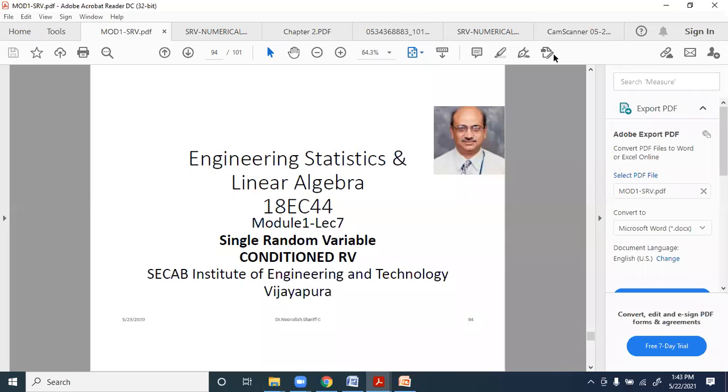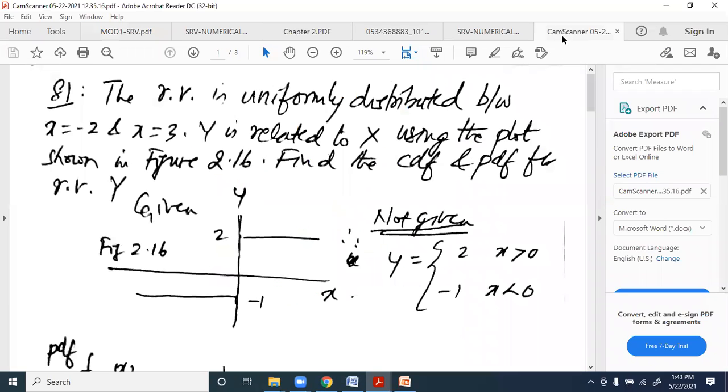Before going to this, we'll try to solve one or two problems, and then we'll go for the conditioned random variables. In the last class also, we took up this problem. The random variable x is uniformly distributed between x equal to -2 and x equal to 3. Y is related to x. Using the plot shown over here, find the CDF and PDF for the random variable y.